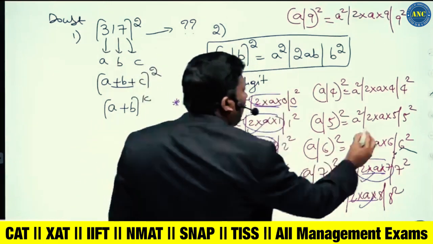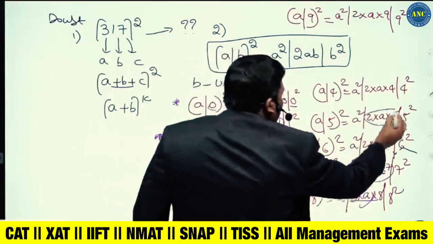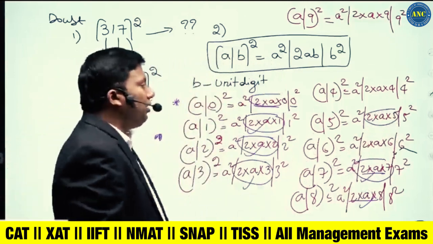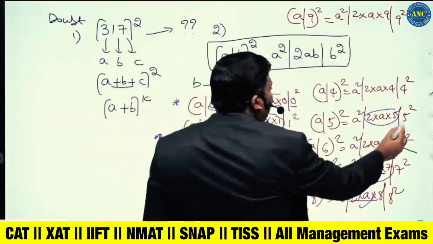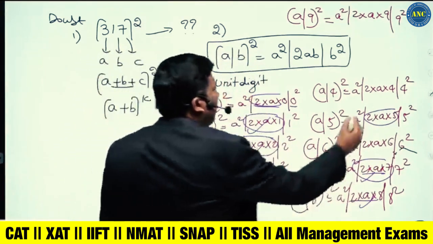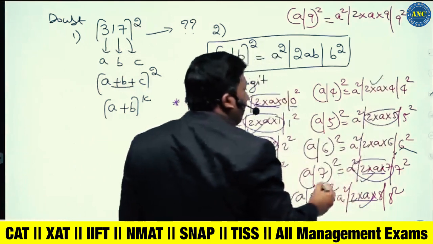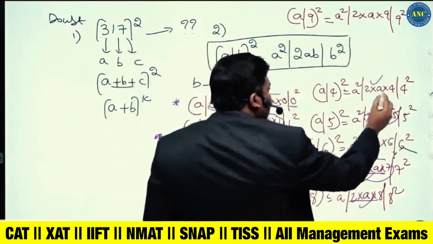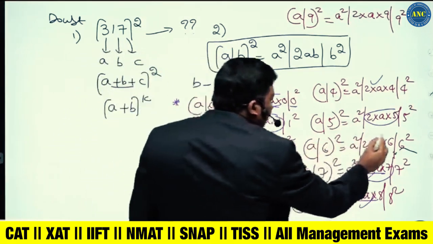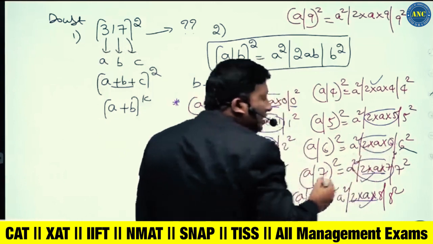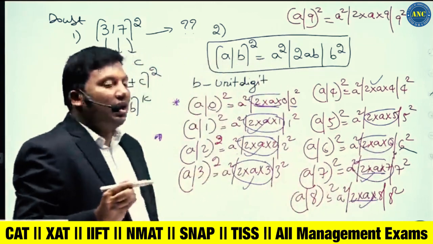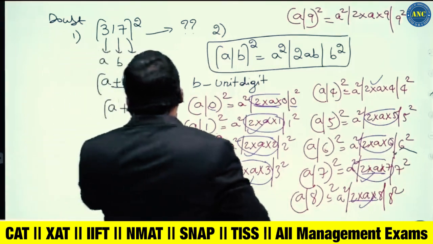For 5, 5 square is 25. 2 into 5 is 10, and any number multiplied by 10 has unit digit 0. 5 square is 25, write 5, 2 carried. 0 plus 2 is 2. For 4, 4 square is 16, write 6, 1 carried. Even plus 1 is odd. For 6, 6 square is 36, write 6, 3 carried. Even plus odd is odd. One important conclusion.